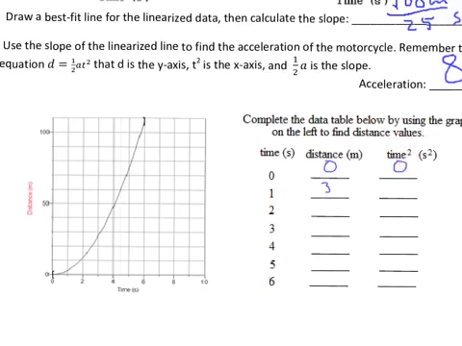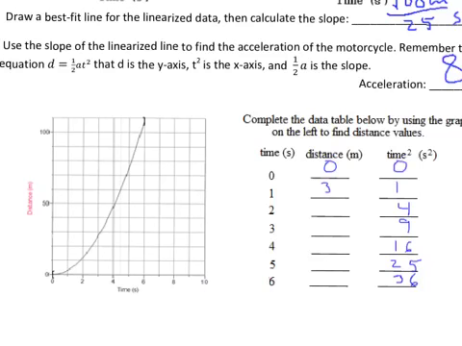Now remember, this value here is time squared, not distance squared, but time squared. So what's the time squared value here? The time squared value here is going to be 1 squared, which is 1. You know what, let's just go ahead and do the time value so we don't screw up. So therefore, 2 squared is 4. 3 squared is 9. 4 squared is 16. 5 squared is 25. And 6 squared is 36. Now let's look at the graph to get our distance values at these different time values.